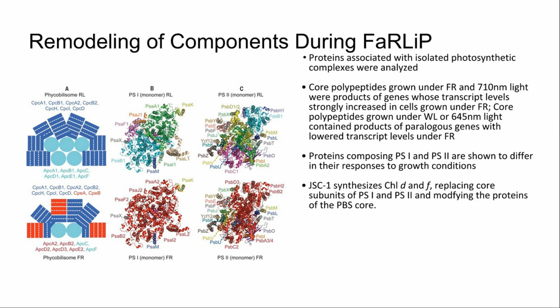This indicated the expression of different genes that replace or remodel proteins in the phycobilisomes and photosystems. Figure A and Figure B visualize the replacement of core subunits of JSC1, including photosystems 1, 2, and the proteins of the phycobilisome cores working to make absorption of far red light more efficient.